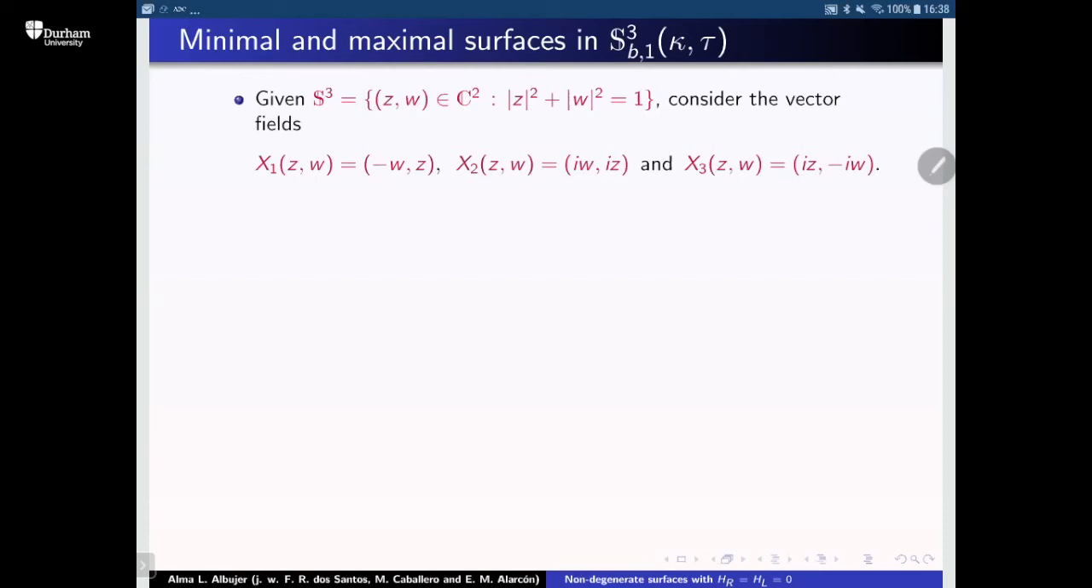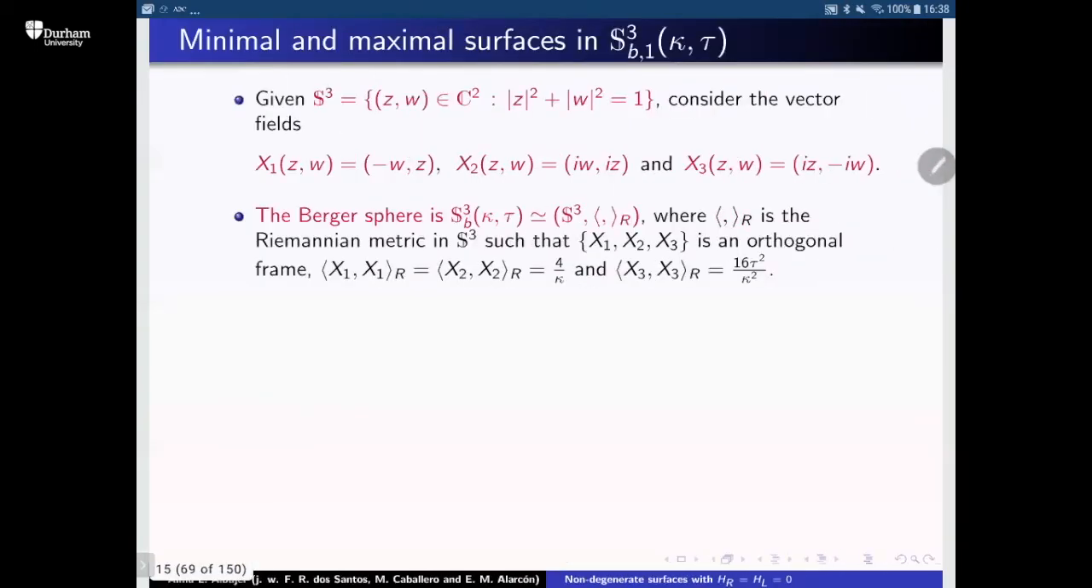So the Berger sphere can be seen topologically, the 3-sphere, as a hyperquadric of the complex plane, where we consider these 3 vector fields. And with this construction, the Berger sphere is S3 endowed with the only Riemannian metric which makes x1, x2, and x3 an orthogonal frame, such that the norm of the first 2 vectors is 4 over kappa, and the norm of the third one is this quantity here.